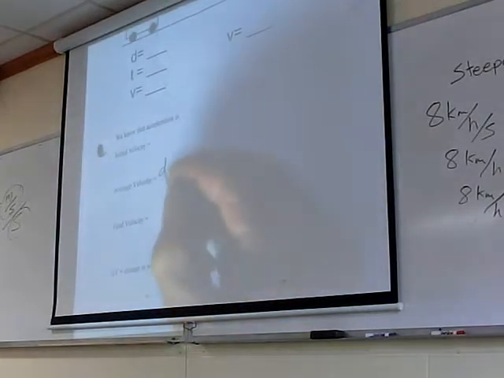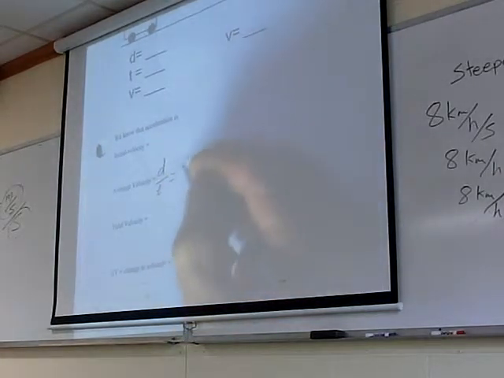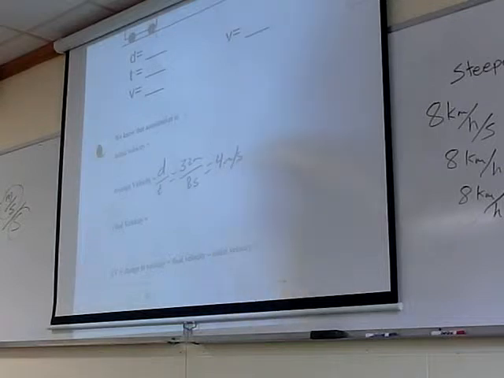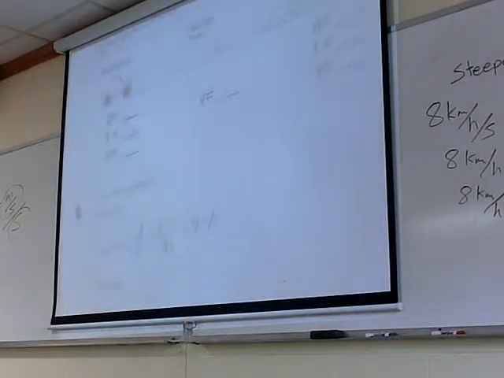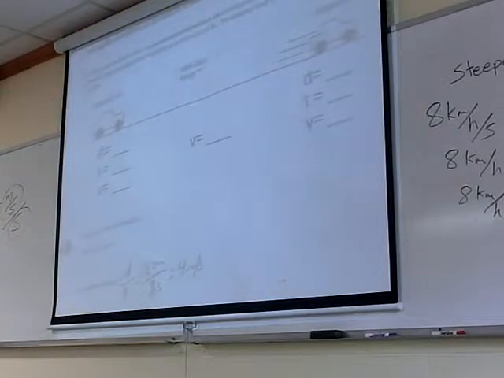The average velocity is distance over time, which is, in this case, 32 meters divided by 8 seconds, and that gives us 4 meters per second. So that's a good jumping off place. We know that, but that's not really where we're going. It will help us get there, though.